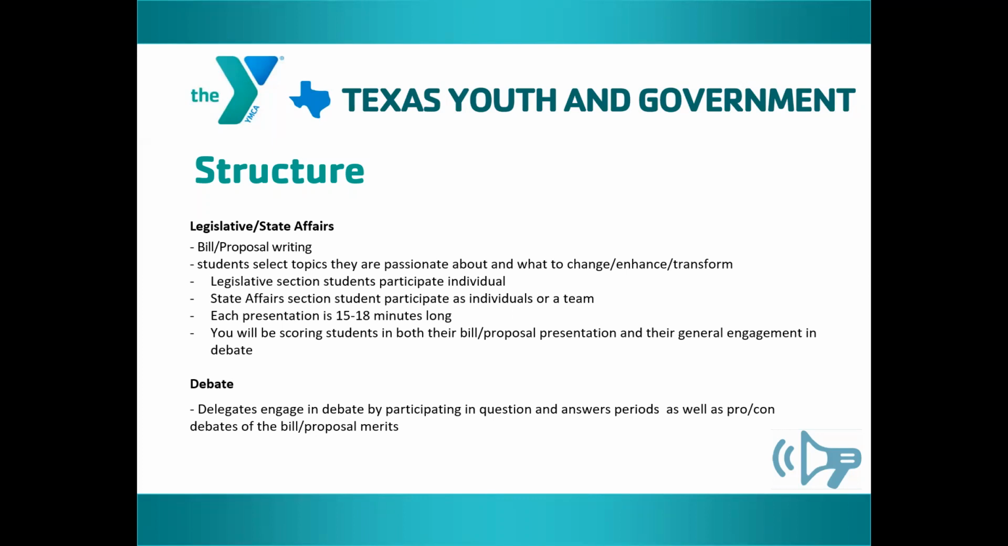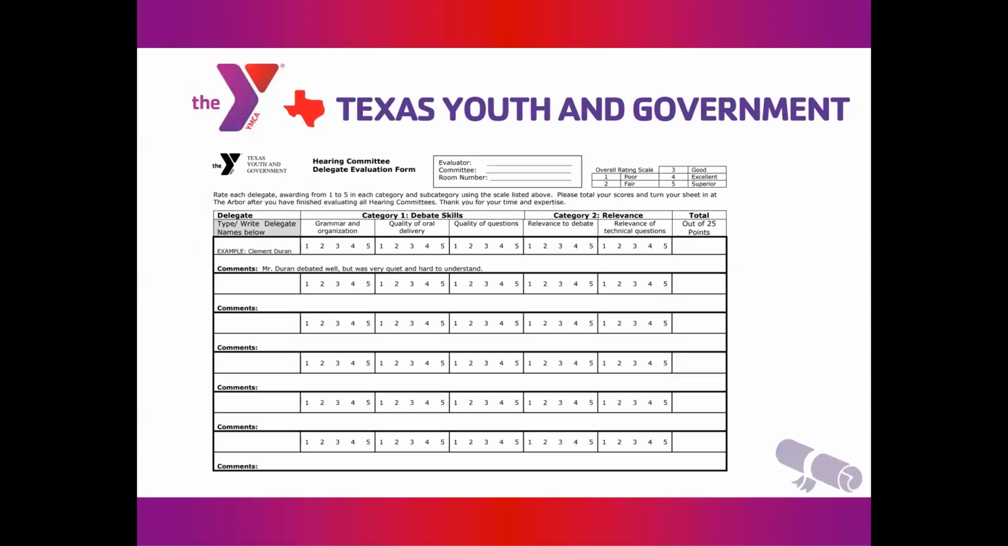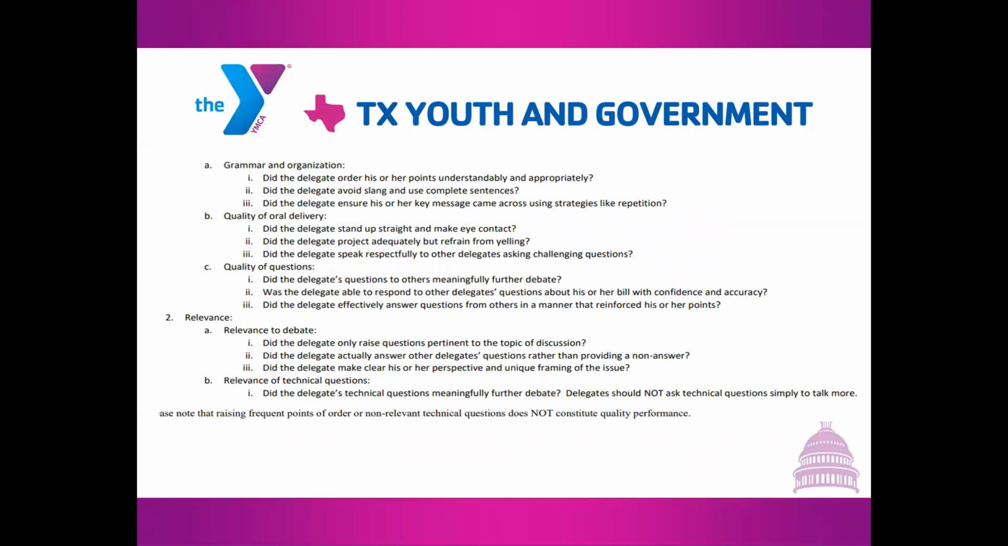On this next slide, you can see an outline for the hearing committee delegate evaluation form. This is where you rate our students from 1 through 25. We'll explain what those numbers mean in a second, but for now, we'll dive into each of these sections that they will be evaluated on. The first one is grammar and organization.